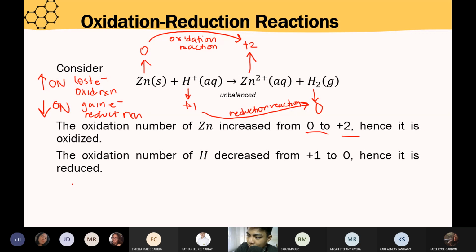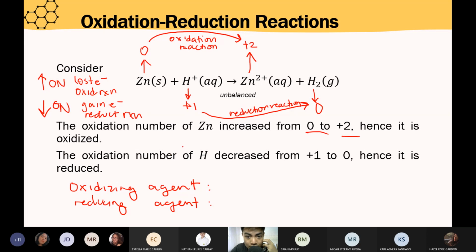Okay, so the question here is this: which is the oxidizing agent? Which is the reducing agent? This is what's in the quiz. Okay? So, which is the oxidizing agent? Which is the reducing agent? It's just like this. Suppose in the quiz, A, B, C, D. I'm giving you the tip itself.